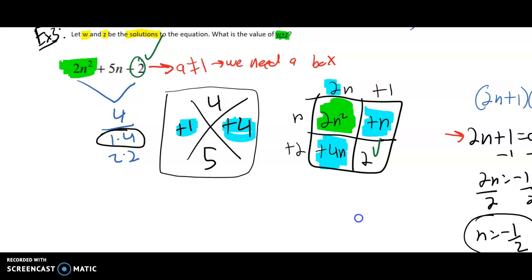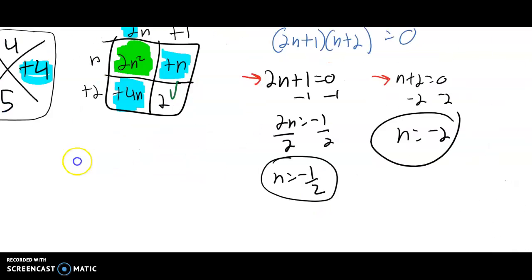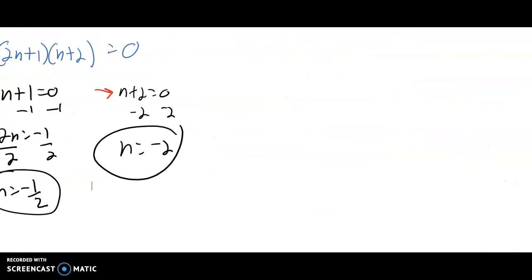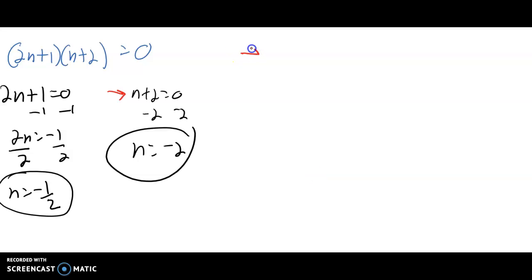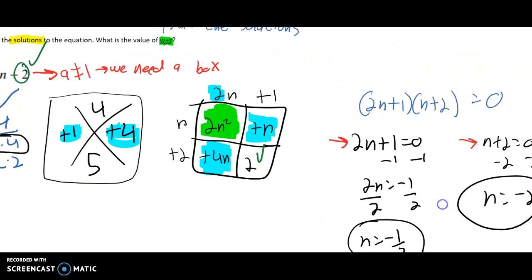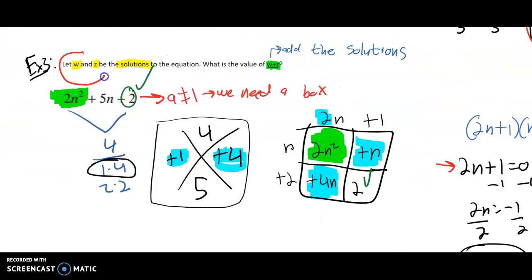It says let W and Z be the solutions. So that's what we're going to do. It doesn't matter which is W. It doesn't matter which is Z. We know that because the problem does not specify. So I'm going to say W equals negative 1/2. Z equals negative 2. We're doing this because it said let W and Z be the solutions.